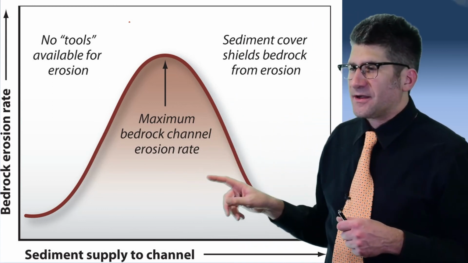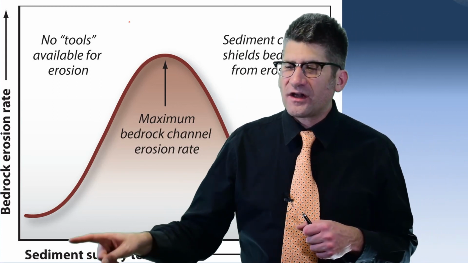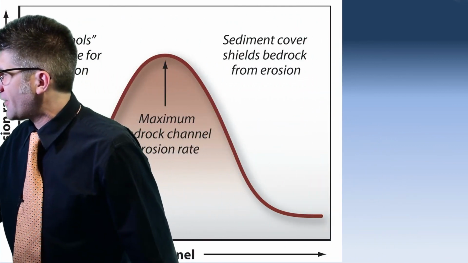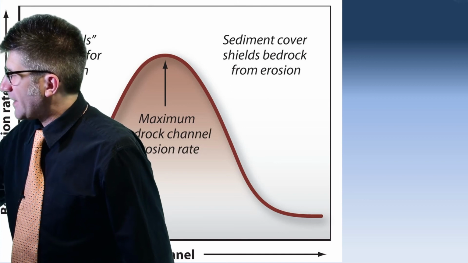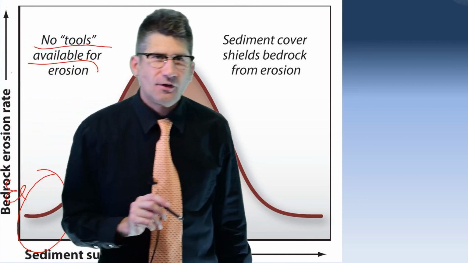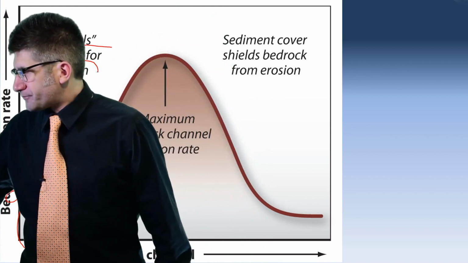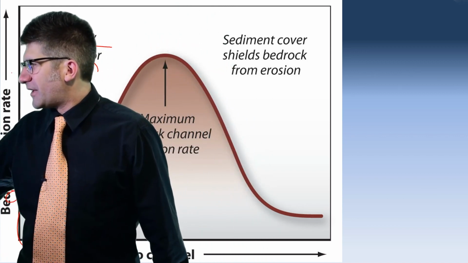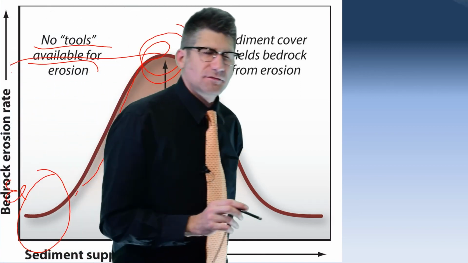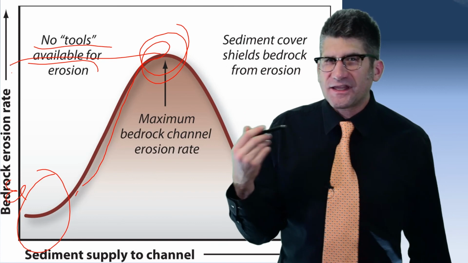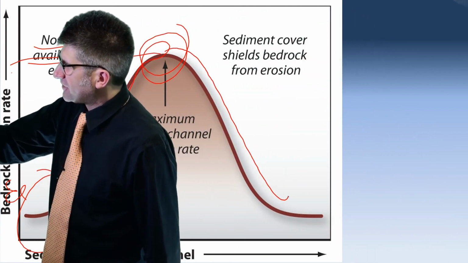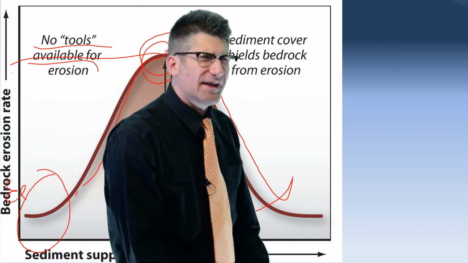So when we think about a bedrock channel, if there's not enough tools, if there's not enough sediment, down here on this end of the graph, then your bedrock erosion rate is really low because there are no tools. However, as we increase the sediment supply to the channel, we have those tools and we can get our maximum bedrock erosion rate. But if we keep adding tools, we end up falling down the other side here and we actually decrease our potential for erosion. Why is that?